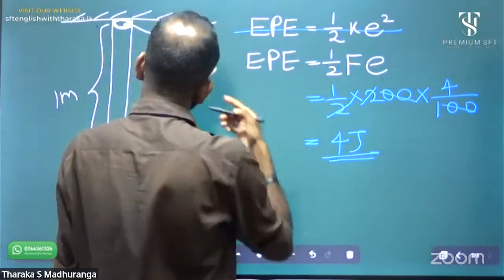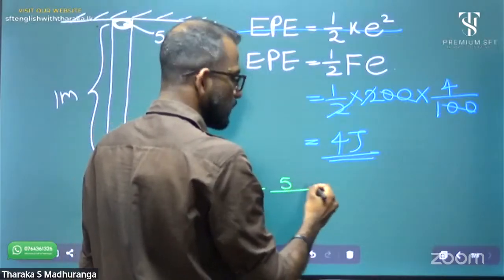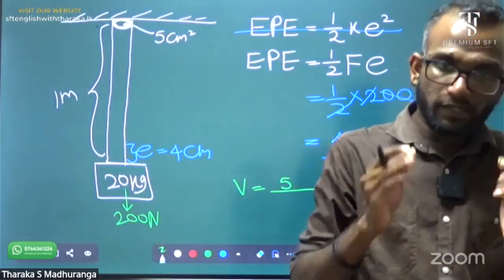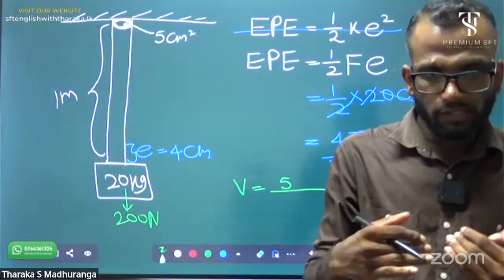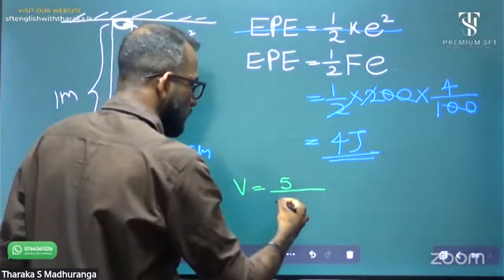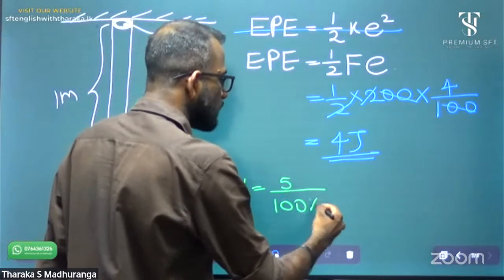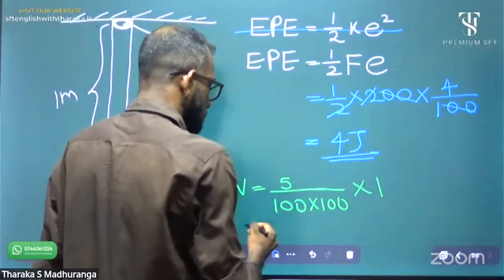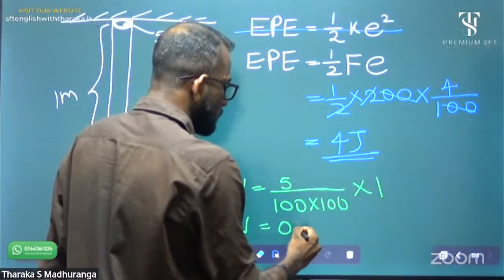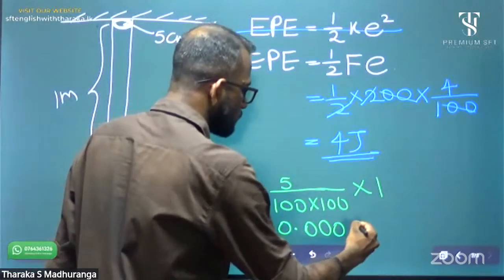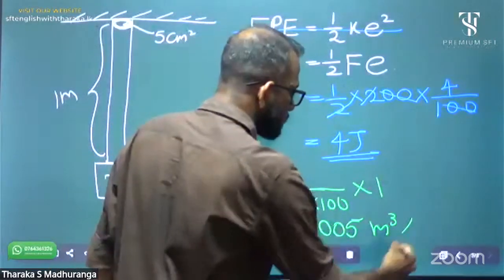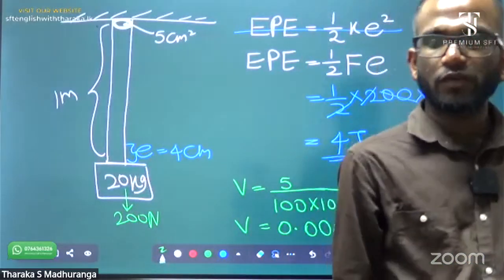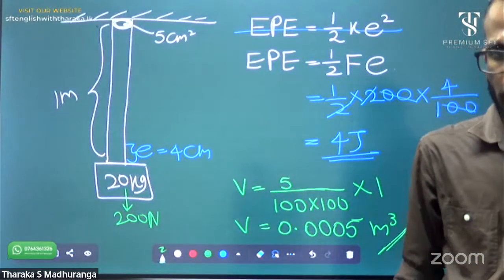Cross section area is given as 5, but it's in square centimeters. Square centimeter you have to convert into square meter. Very, very important, this conversion. How to convert? 5 divided by 100 converts into meter, again divide by 100 to convert into square meter. Then into 1. 0.0005 cubic meter is the volume, right?